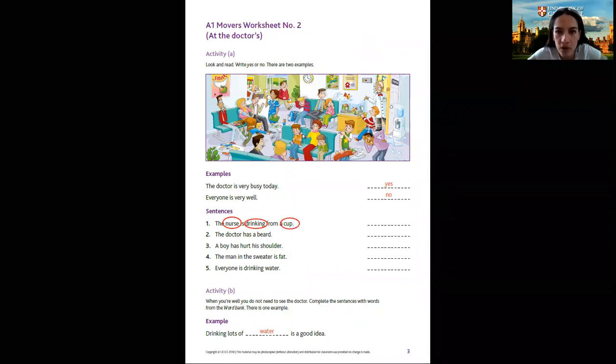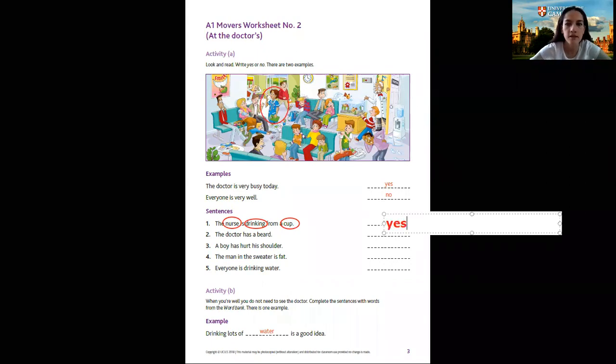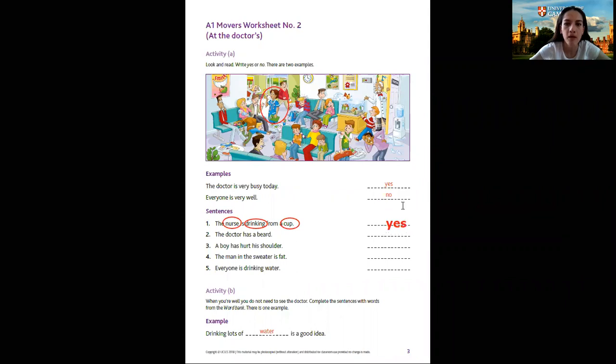Okay, so I am going to look at the drawings, and then let's see if someone is drinking. Yes, look, there is a person drinking with a cup, and it's a nurse. So I am going to write here that yes. Now let's do another example.